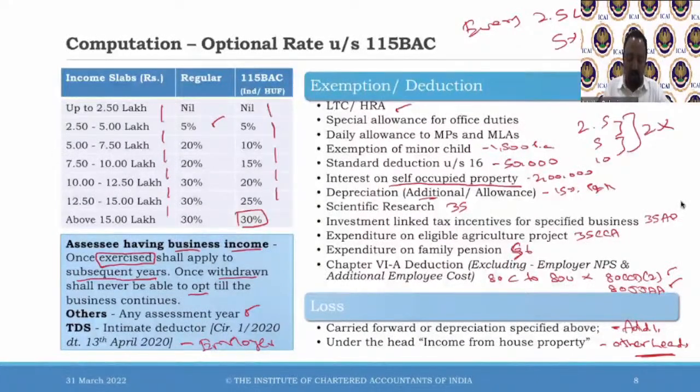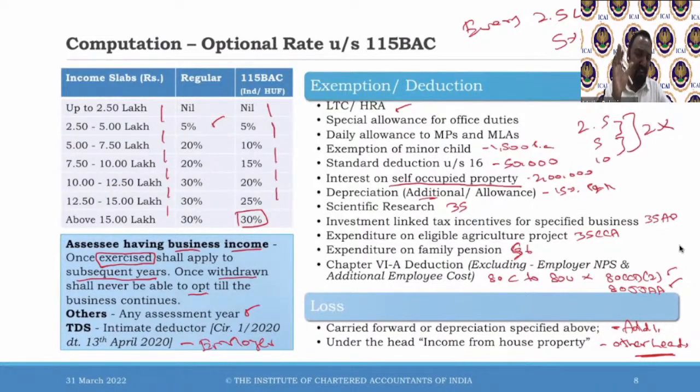Okay. So any doubts in this? I'll just attend some of the questions till this 115BAC. Yes, they can opt either for normal tax or 115BAC. As I told you, it is optional. They are free to opt whichever they want. But in case of business income alone, once they have opted, they have to follow it regularly. When they withdraw, they cannot choose it again. So that's the only thing that needs to be considered.